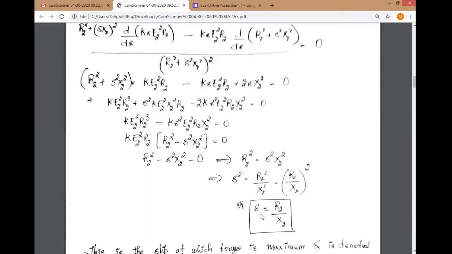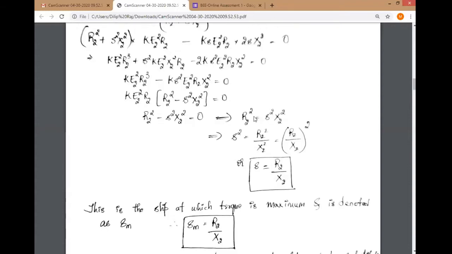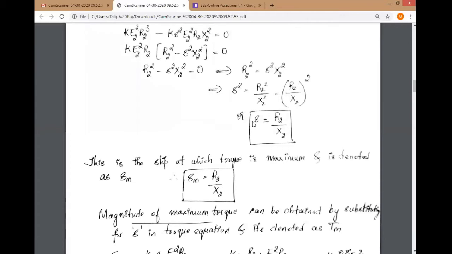That is, whenever the slip value is exactly equal to the ratio of the rotor resistance to that of rotor reactance at standstill, the torque will be maximum. And this slip at which we get the torque to be maximum is represented as Sm, which is given by R2 by X2. So this Sm is regarded as the slip corresponding to maximum torque, but it is never called maximum slip. Why? Because whenever we say maximum slip, it is only during starting and that value is always equal to 1. So Sm is the slip corresponding to maximum torque. That is why it is given as Sm.